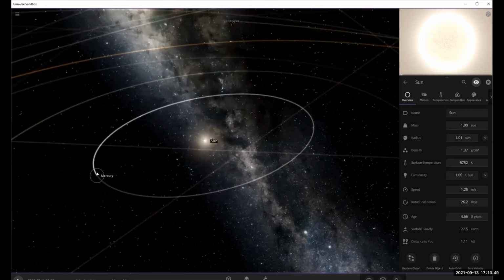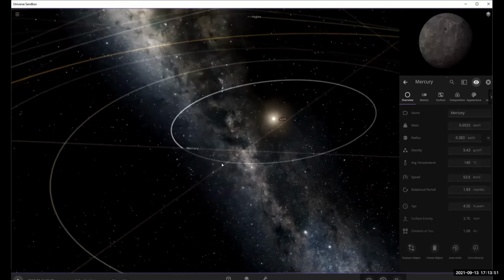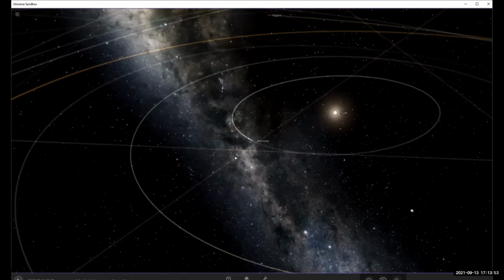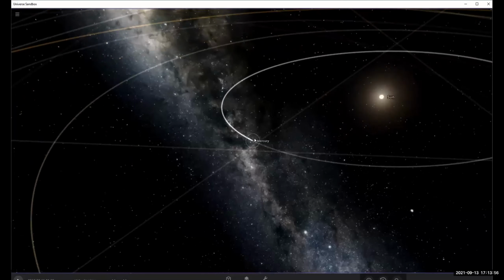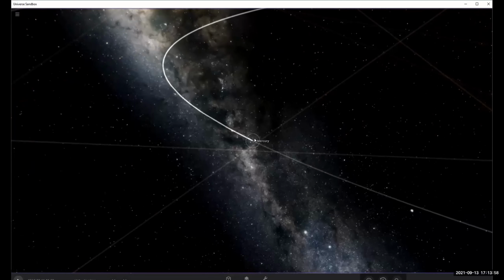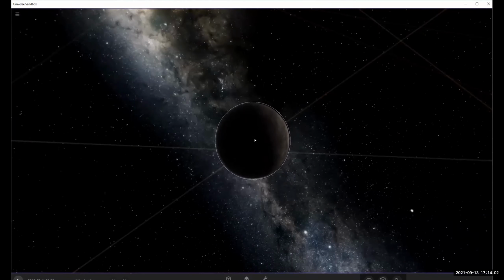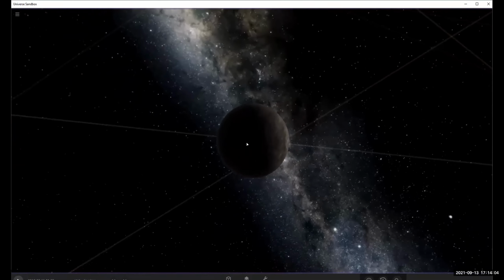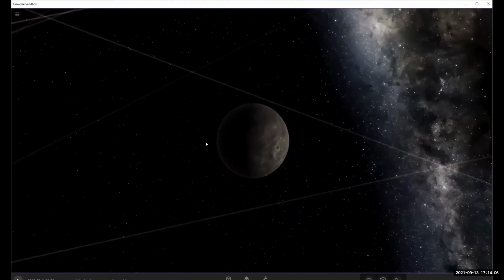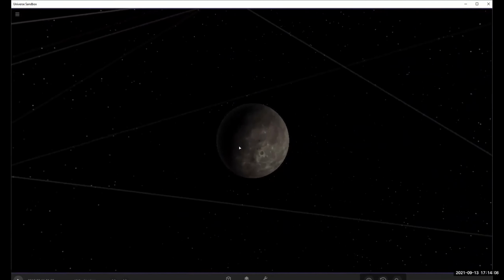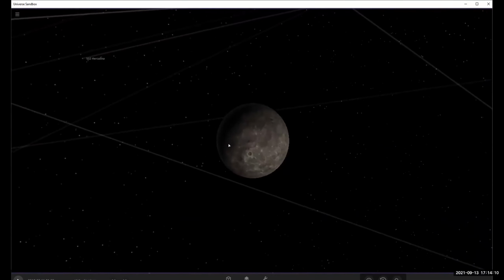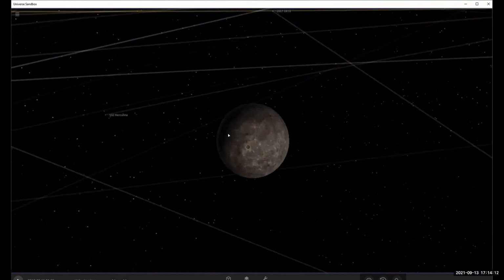So let me go back now and find Mercury. Mercury, the properties of it. Let me zoom on it. This is the closest object to the sun, and let me look at it from the lit side. Basically put the sun behind me and look at it, okay?